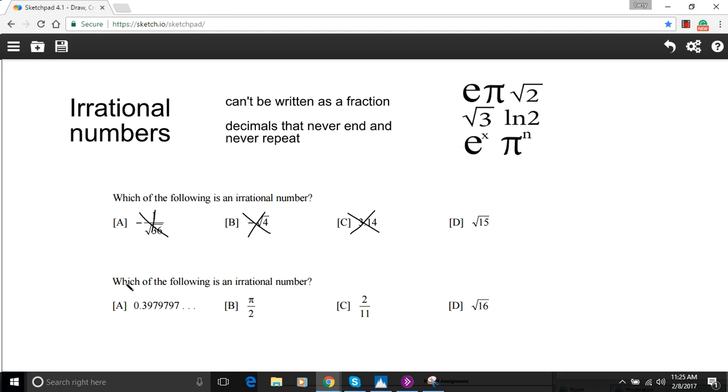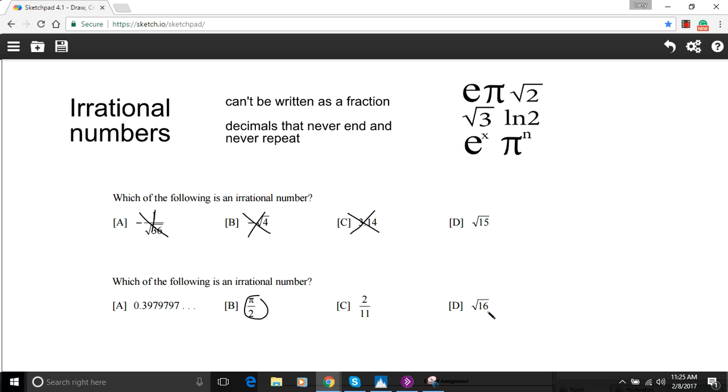Let's look at one more. It says, which of the following is an irrational number? And here we have a dot, dot, dot. So it looks like this is a never-ending decimal. So that's a good clue. Oh, except it repeats. The 979797 goes on repeating. So that's not it. Here we have pi over 2. That looks like a fraction, but it's not a fraction of two whole numbers. This pi is an irrational number. And pi divided by 2 is going to be the same thing. So whenever you see pi, that's a likely candidate.